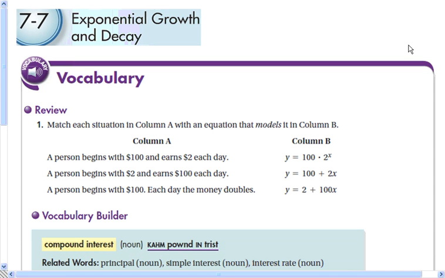Hey class, this is lesson 7.7. Our objective here is to learn how to model exponential growth and decay. Go ahead and do the vocab quick.